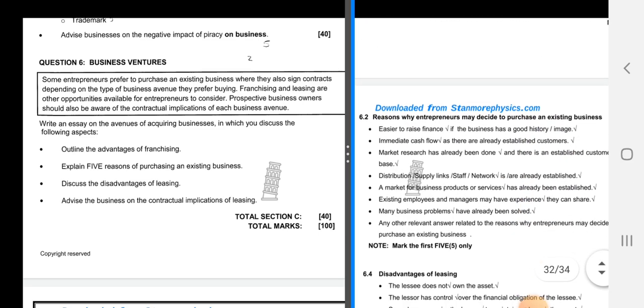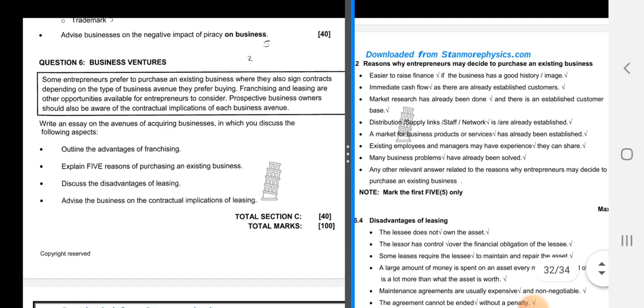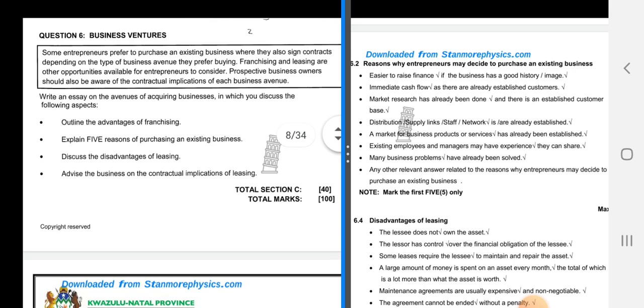So why would someone purchase a business that is already existing? Because it's easier to raise funds. We call them going concerns. You're buying a business that is already operating in its existence. That is a going concern. Market research has already been done, and there is an established customer base. Many business problems have already been solved. So those are some of the advantages. You can read that. So those are the 5 reasons for purchasing an existing business.